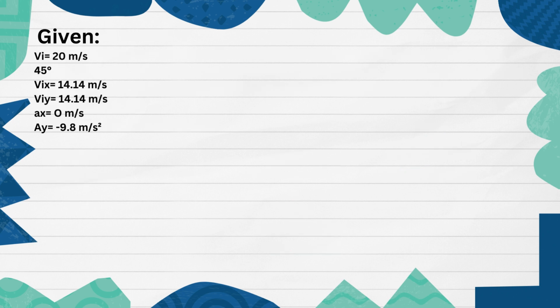And here's our given now. VI is equal to 20 m/s, the angle is 45 degrees, VIX is 14.14, and the VIY is 14.14 also, and AX is 0 m/s squared, and AY is equal to negative 9.8 m/s squared.